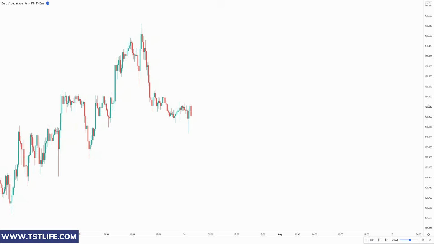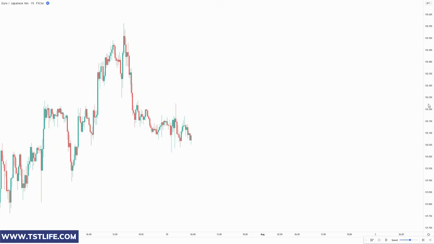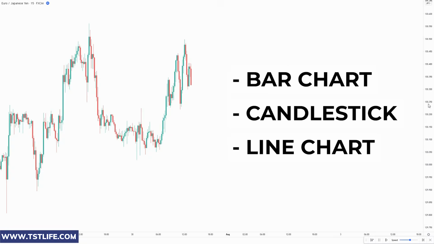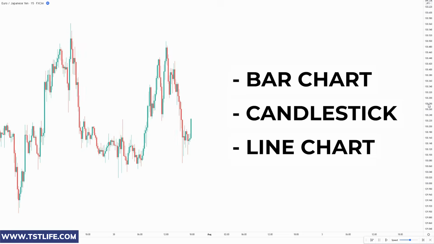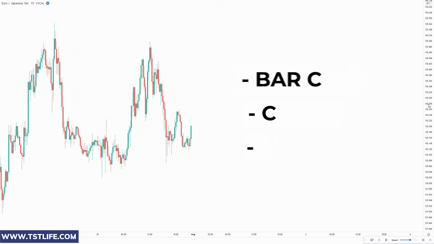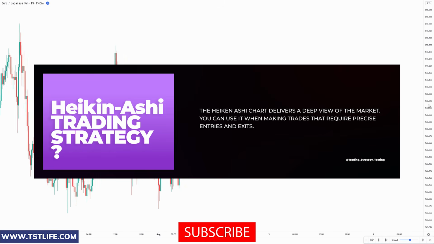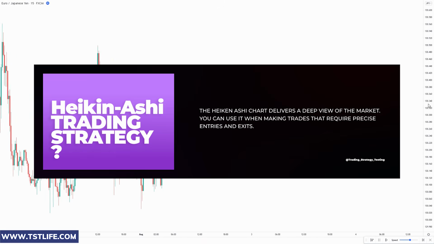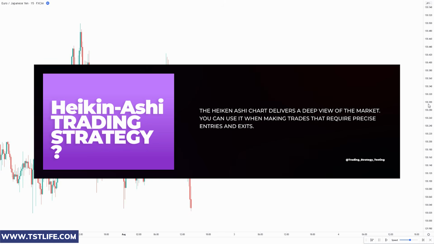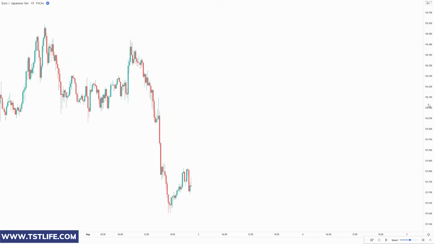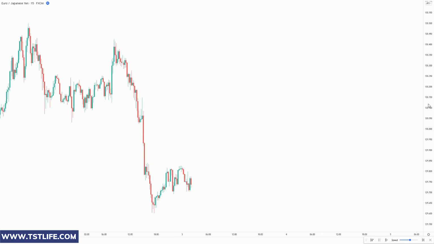Before we begin, what is the Heikin Ashi technique? The three most widely used price settings are the bar, candlestick, and line chart. And then there are other less used charting techniques, such as the Heikin Ashi. The Heikin Ashi chart delivers a deep view of the market. You can use it when making trades that require precise entries and exits. It's useful for making candlestick charts more readable and trends easier to analyze.